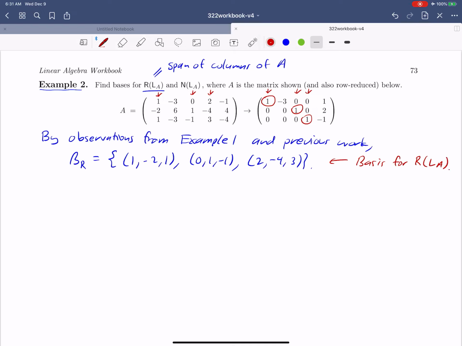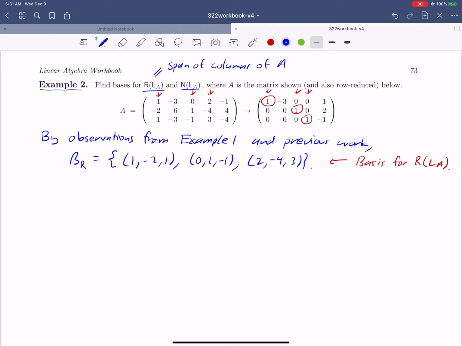It turns out all we have to do basically is to reduce our matrix. That's some work if you do it by hand, but it's a pretty straightforward process to come up with that basis. Now what about the other part of this question? They'd also like us to find a basis for the null space of L of A. There we have to work a little bit harder to get it.